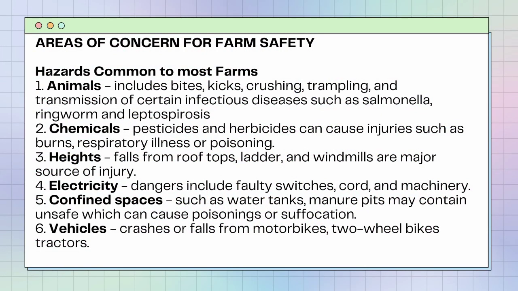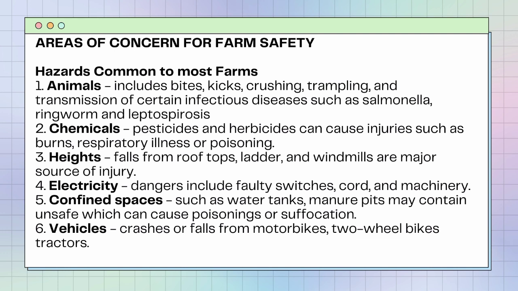Areas of concern for farm safety. Hazards common to most farms. Number 1. Animals. Includes bites, kicks, crushing, trampling, and transmission of certain infectious diseases such as salmonella, ringworm, and leptospirosis.